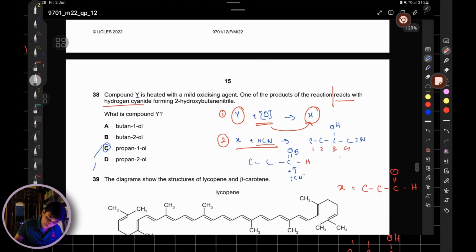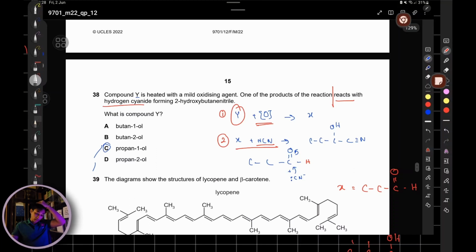So is it a butane? Yes. 1, 2, 3, 4. Yes, it's a butane. And is it a nitrile? Yes, there's a nitrile group over there. So that is your product after you react the product of the initial reaction and hydrogen cyanide. Now they're asking, what is compound Y? What is the compound that you start off with?